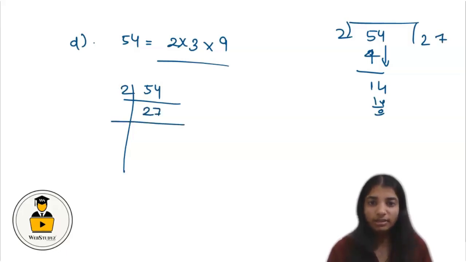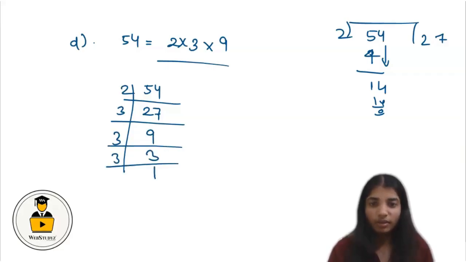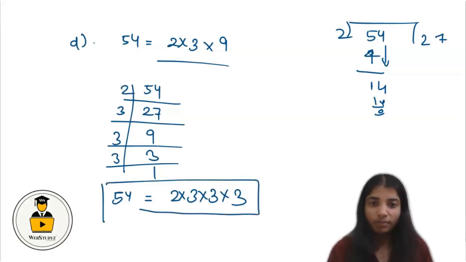Now look here, 27 is not divisible by 2, but it is divisible by 3. We know that 3 multiplied by 9 is 27. Now we get the value 9, and when we divide 9 by 3, we get 3, and 3 divided by 3 is 1. So we can say that the prime factors of 54 are 2 multiplied by 3 multiplied by 3 multiplied by 3.